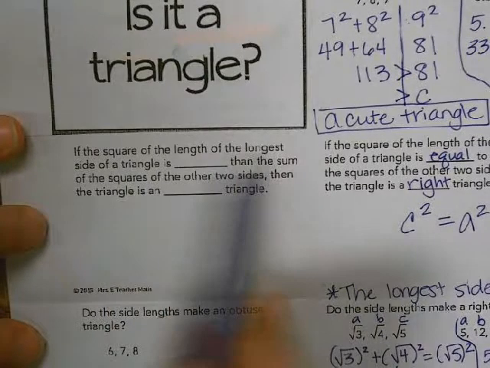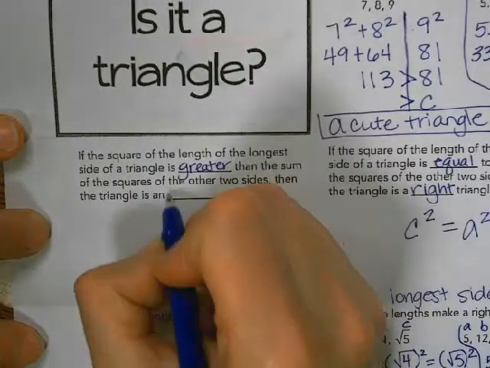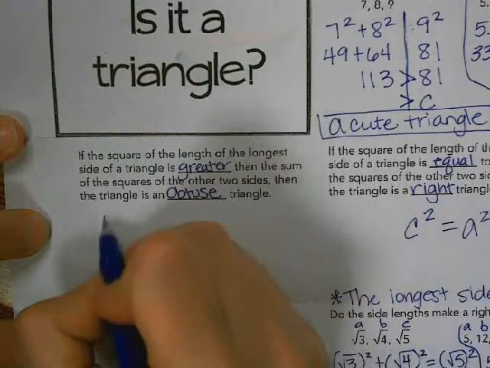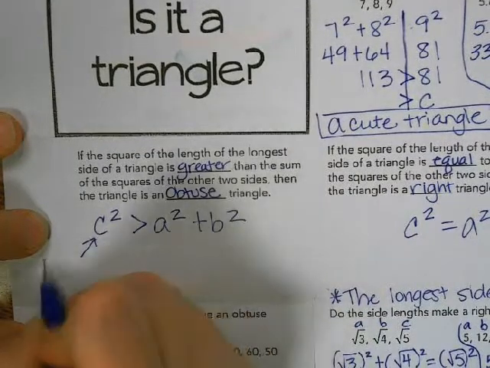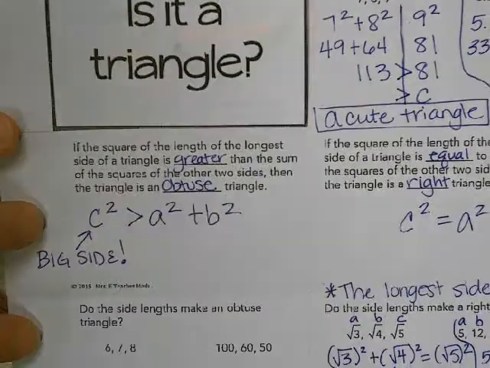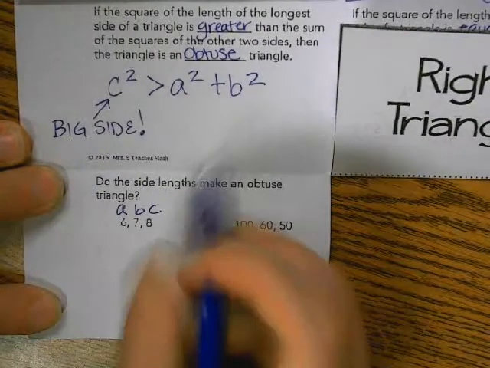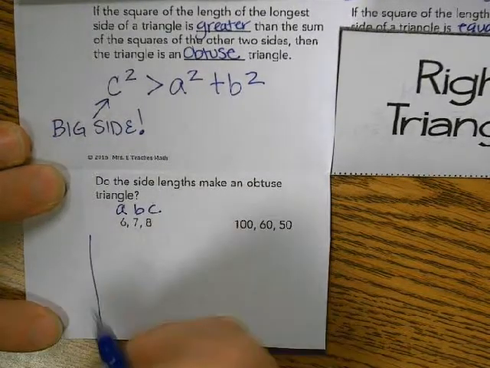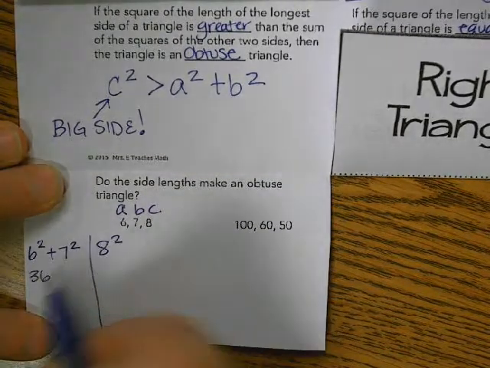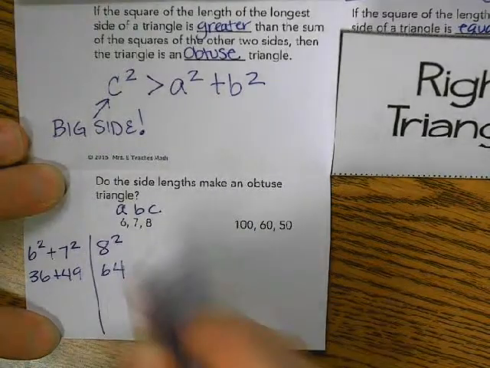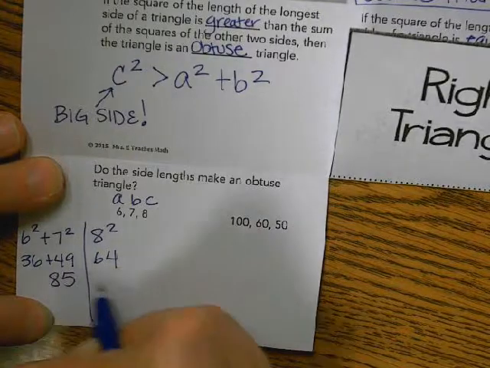So it says, if the square of the length of the longest side of the triangle is greater than the sum of the squares on the other two sides, then the triangle is an obtuse triangle. In other words, C squared is going to be on the big side of A squared plus B squared. It's on the big side. So obtuse means big, right? Alright, so let's do these two examples. So remember, it's A, B, and C. C is always on the largest number. So let's separate it. So say 6 squared plus 7 squared, and then 8 squared on this side. 6 squared is 36, 7 squared is 49, 8 squared is 64. 36 plus 49 is 85, and 64.